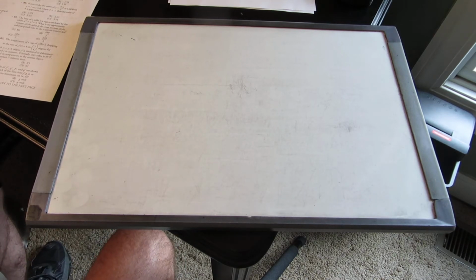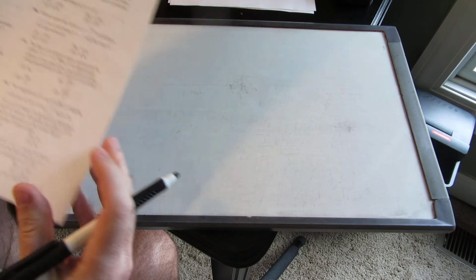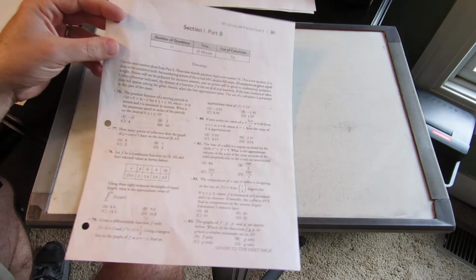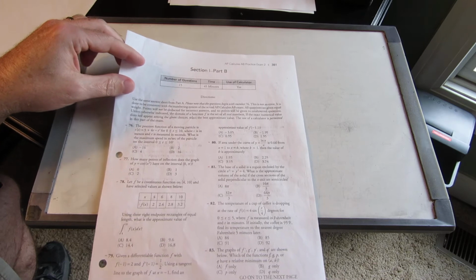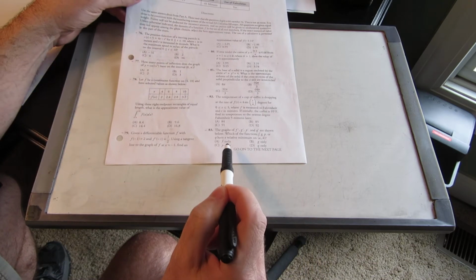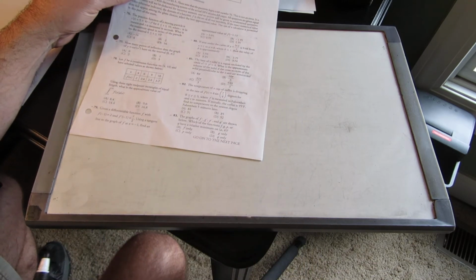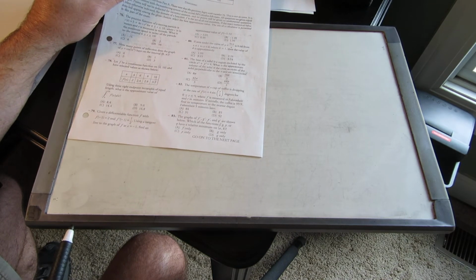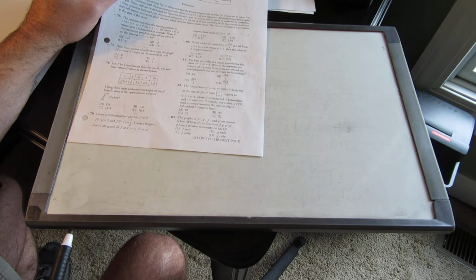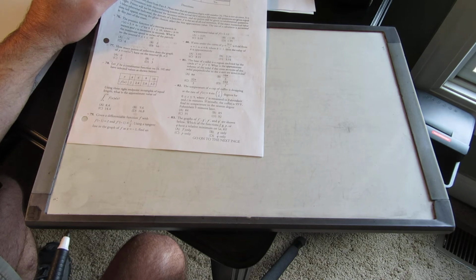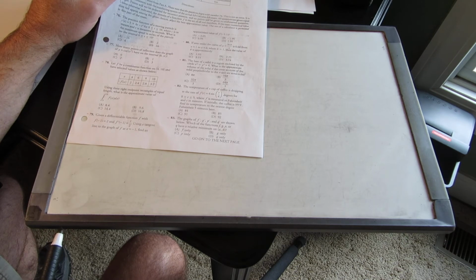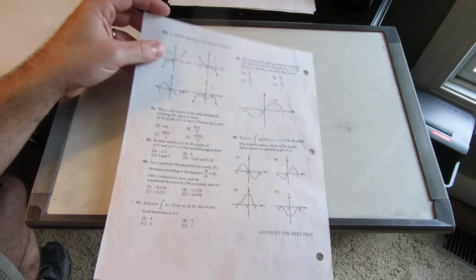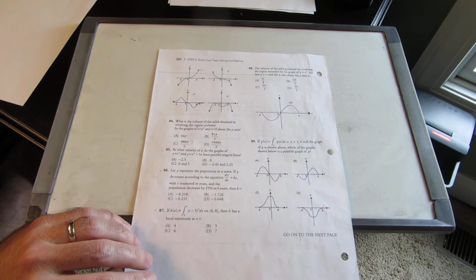Okay, this is AP Calculus Practice Exam 2. We left off, the video cut off at number 83. So 83 says the graphs of f prime, g prime, p prime, and q prime are shown below. Which of the functions f, g, p, or q have a relative minimum from a to b? So I don't know how well you can see this on the video.